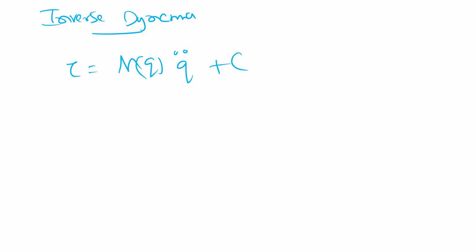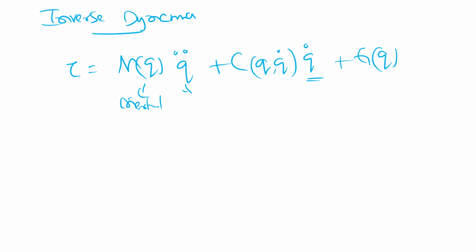Okay. Then you have the Coriolis effect. Coriolis effect means you have q dot and q dot, so you have q dot square and q dot. So here you have both the Coriolis effect and the centrifugal effect, and another one is G of q. So generally your torque consists of M of q, my inertia matrix. Then this one is acceleration. This one is velocity. Then you have Coriolis and centrifugal.